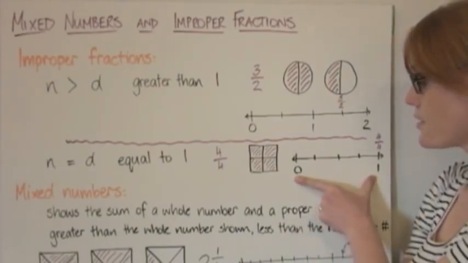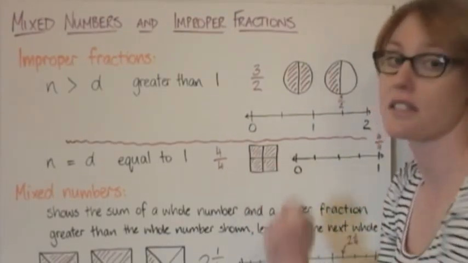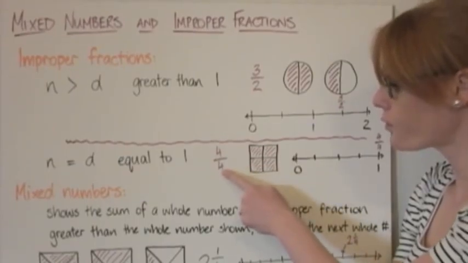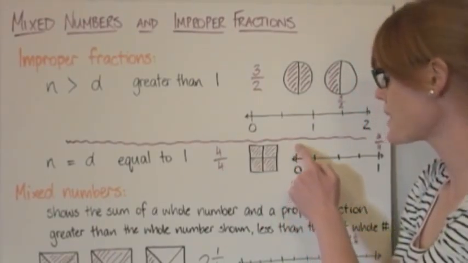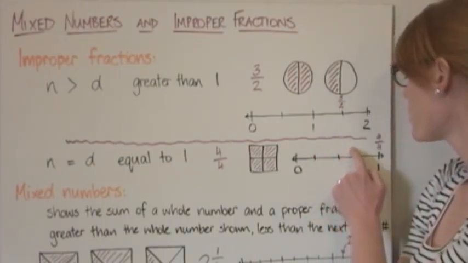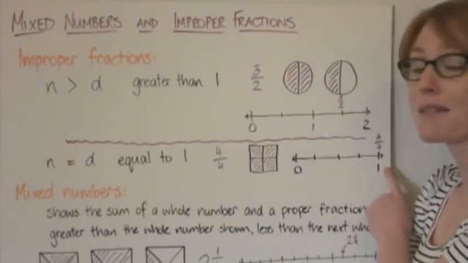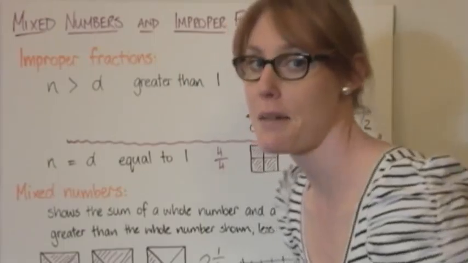On a number line, it looks like this. We have 0 to 1, and it's divided into 4 equal parts, as indicated by our denominator. And to find where 4/4 would lie on our number line, we go across 4 spaces. 1, 2, 3, 4. And as you can see, 4/4 lies on the same line as 1. It's equal to 1.